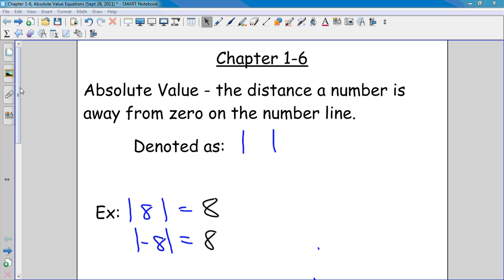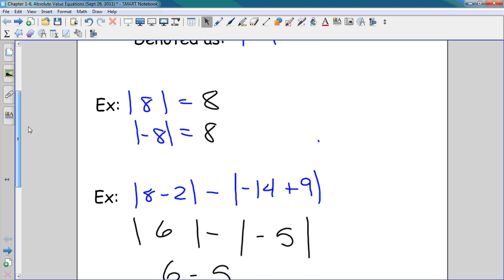So let's talk about these two numbers down here. We have 8 and the absolute value of 8, which if we talk about distance, we're going to say, okay, the absolute value of 8 is 8 units from 0. So it's 8. The absolute value of -8, well, if we travel from 0 to -8, it's still 8 units. So it's positive 8.